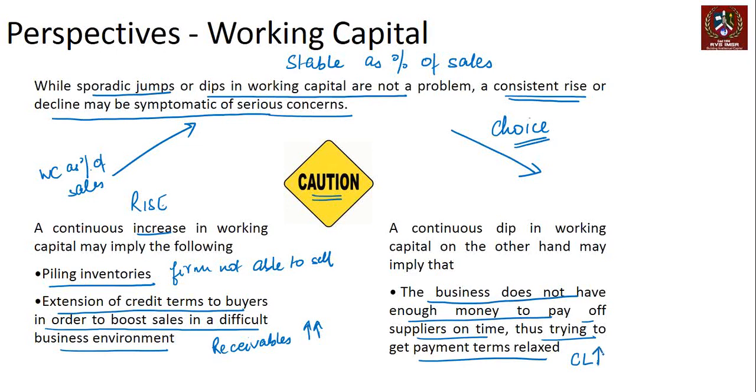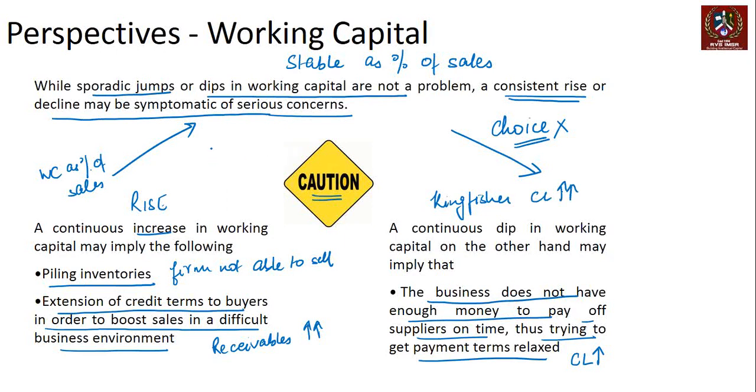So current liabilities are going up not because of choice, but because of the force that you don't have money. Remember the example of Kingfisher Airlines, right? Essentially, current liabilities went up not because they wanted to have negative working capital, but because they did not have money to pay the suppliers, right? That's the important part. Sporadic jumps and dips are fine, but a consistent rise or decline, there should be a question mark on the entire problem.